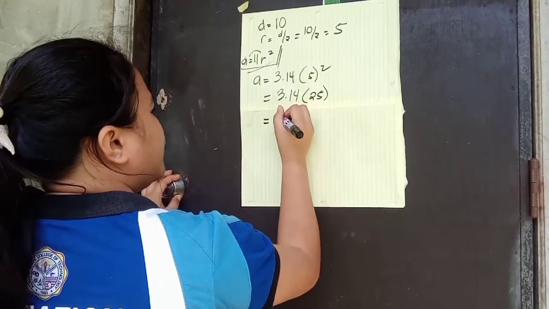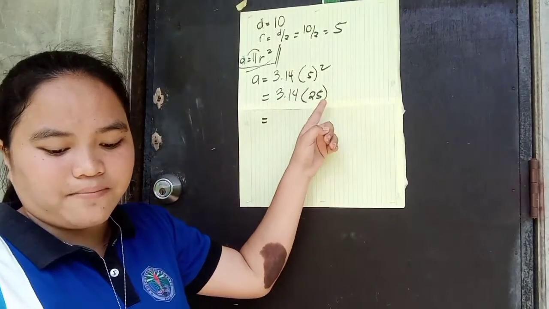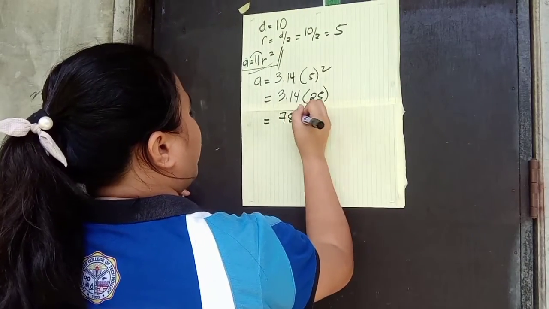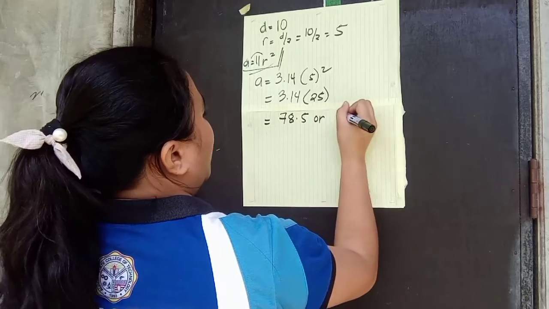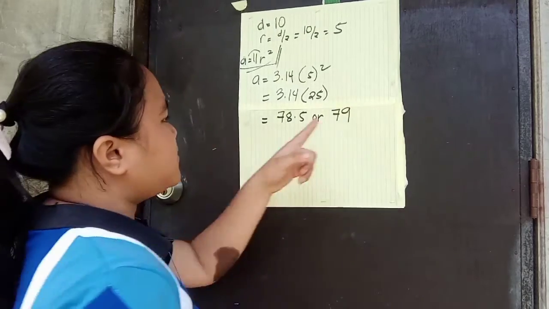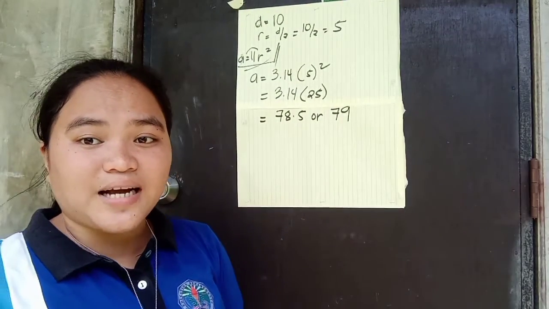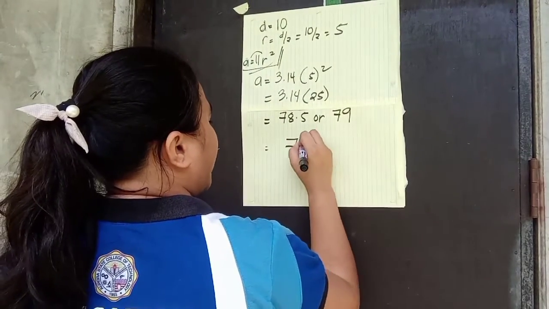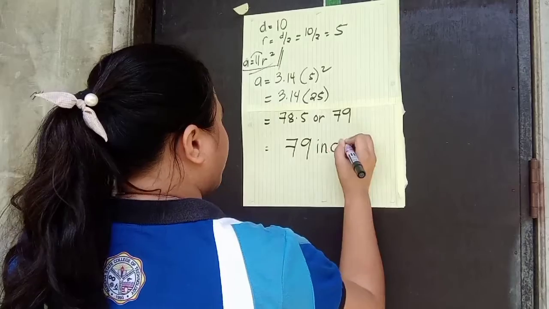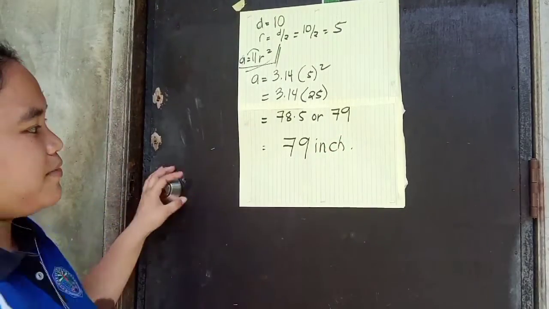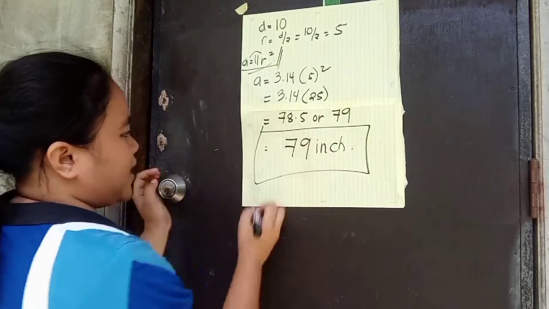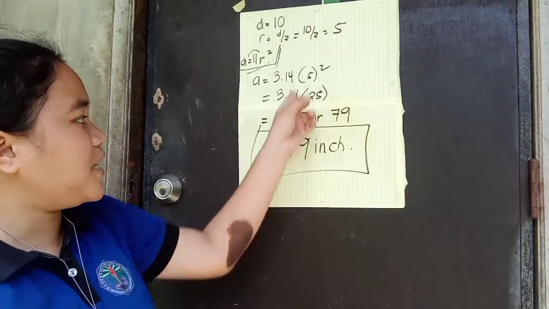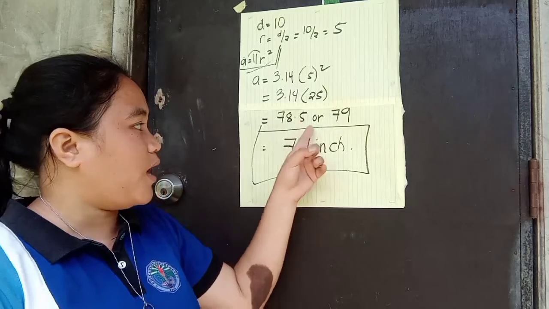So, ganyan na siya. So, 3.14 multiplied by 25 equals 78.5 or 79. So, ang given answer po dito, like what I said before, is 79 inch. So, ganyan po yung magiging sagot natin, 79 inch. Kaya po, ang given answer dito is 79 inch kasi ganyan siya kung paano po siya nakuha.